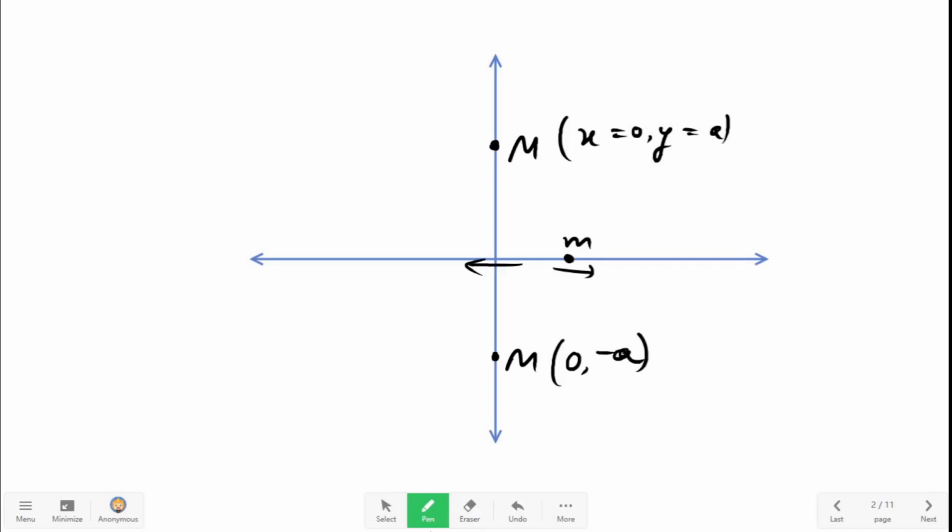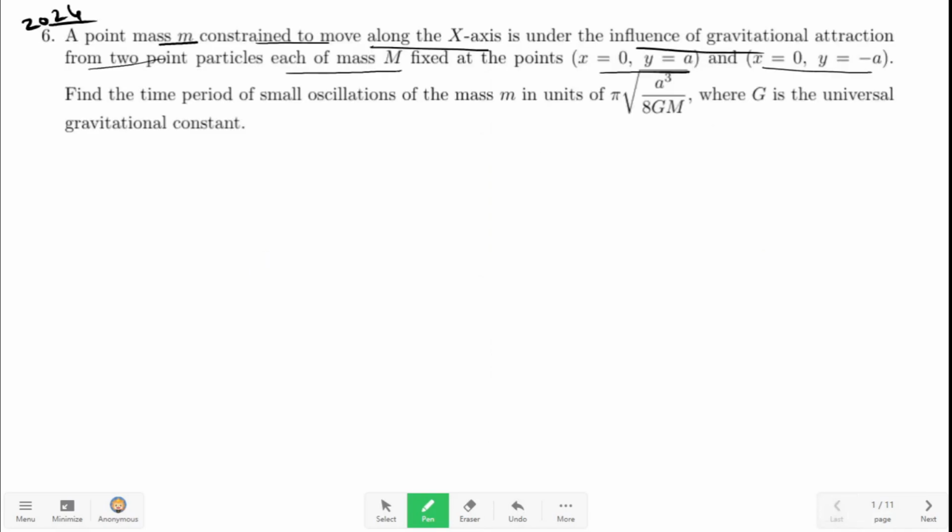Now, because of the gravitational attraction from these 2 particles with masses capital M each, the small m is undergoing small oscillations, and we have to find the time period of small oscillations of the mass small m in units of pi into root of a cube divided by 8 gm, where g is the universal gravitational constant.